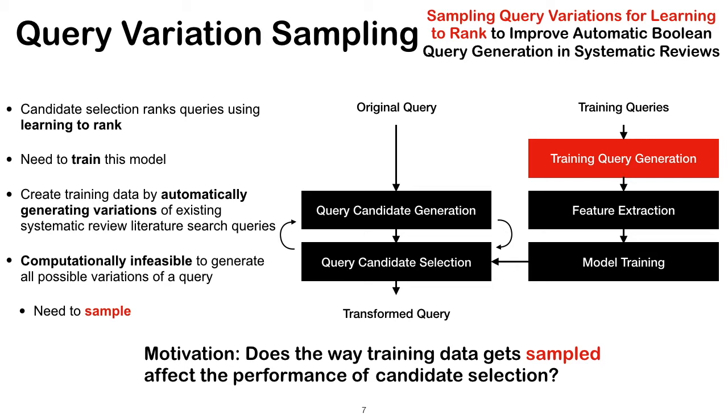And this leads us to the motivation of this talk, where I ask, does the way training data gets sampled affect the performance of candidate selection? It also leads me to define sampling and selection. When I refer to sampling, I mean training queries. And when I refer to selection, I mean queries chosen by a learning to rank model which have been trained on sampled queries.